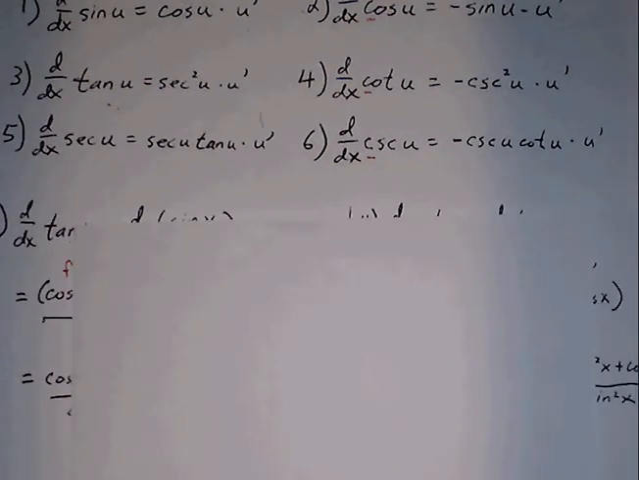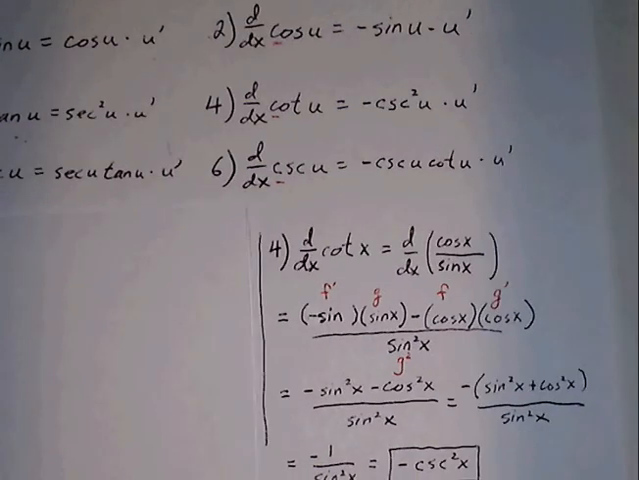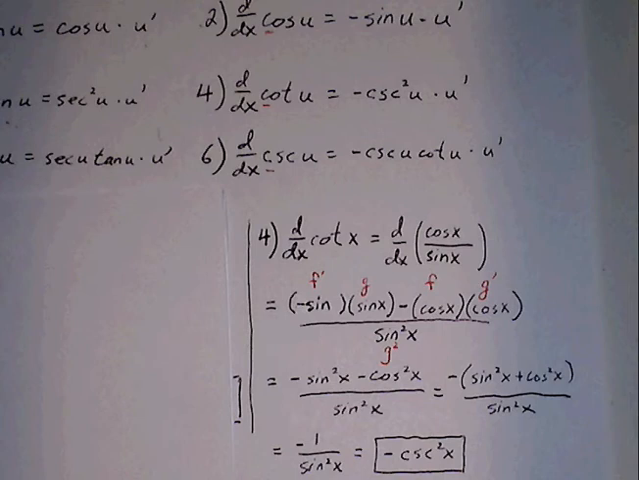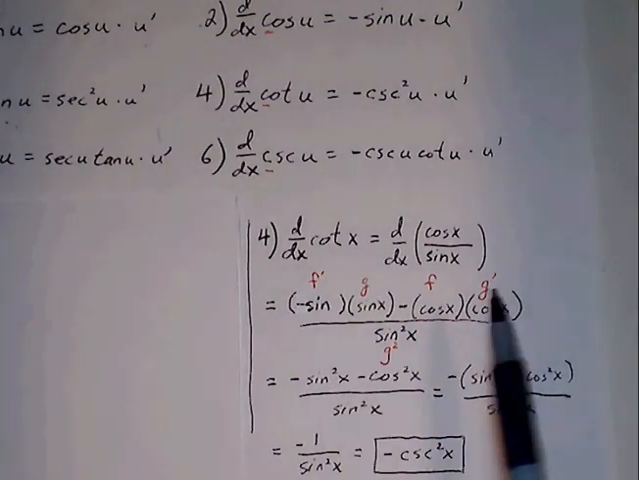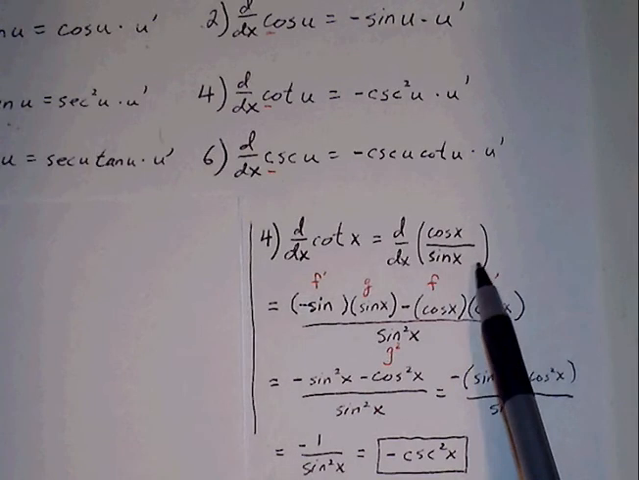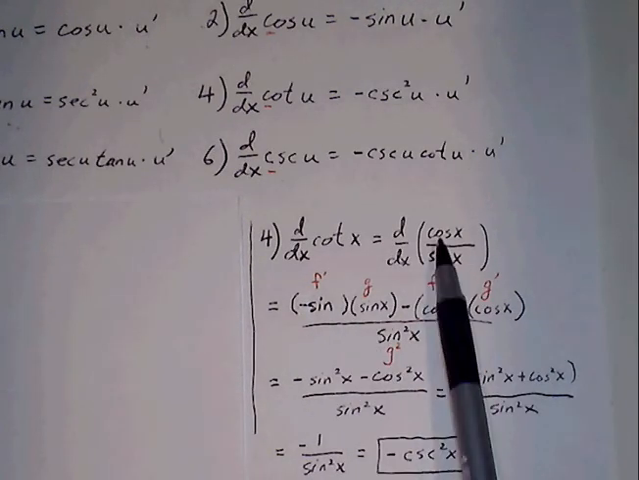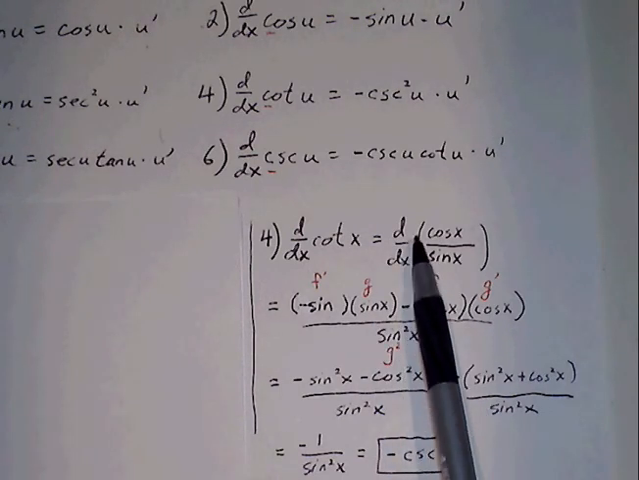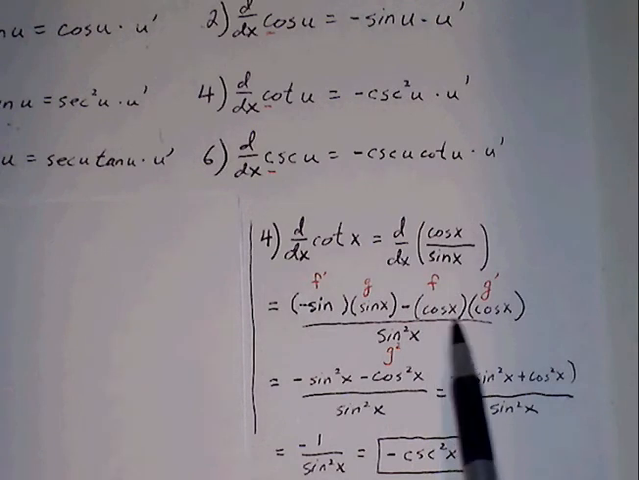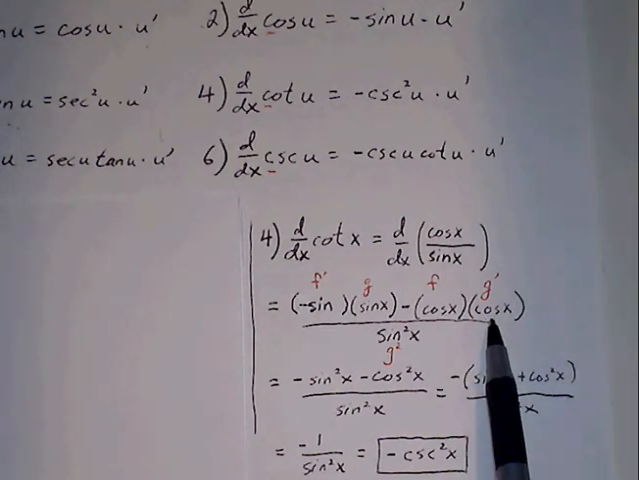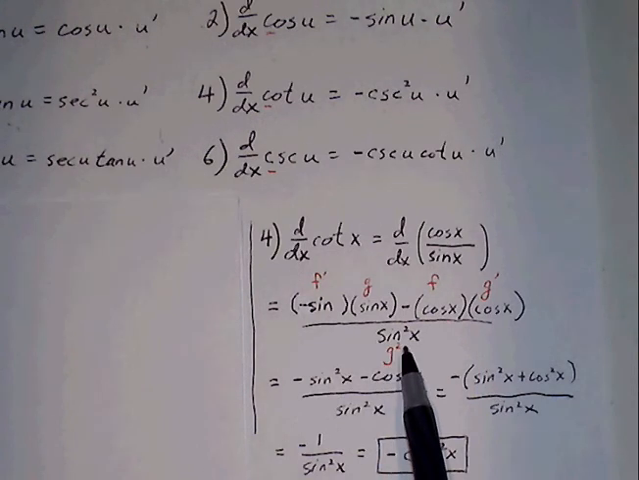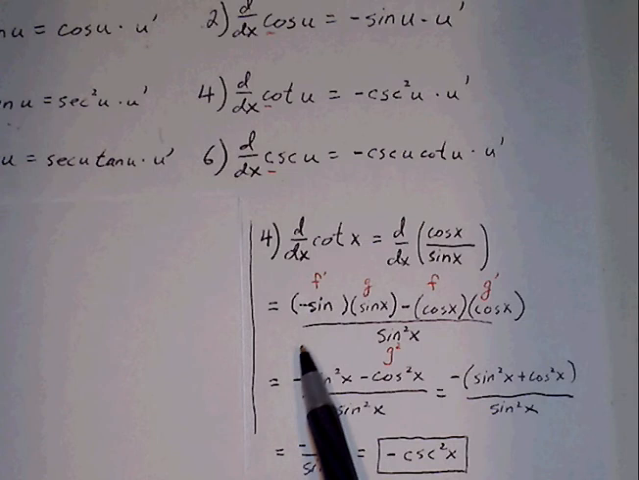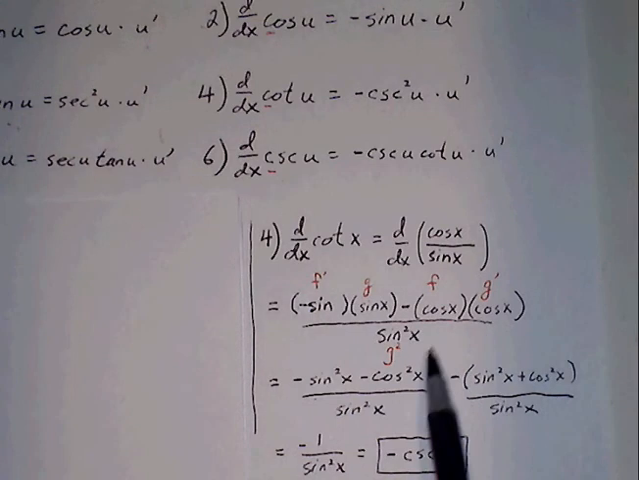Right. Moving on to cotangent. We can also think of cotangent as the quotient of 2 trig functions. Cotangent is cosine over sine. So f prime g minus f g prime: the derivative of cosine is negative sine times the original g function, sine of x, minus the original top function, cosine of x, times the derivative of sine, which is cosine of x, all over the denominator squared, sine squared of x. Okay, combine negative sine times sine, negative sine squared x, negative minus cosine squared x, all over sine squared x.